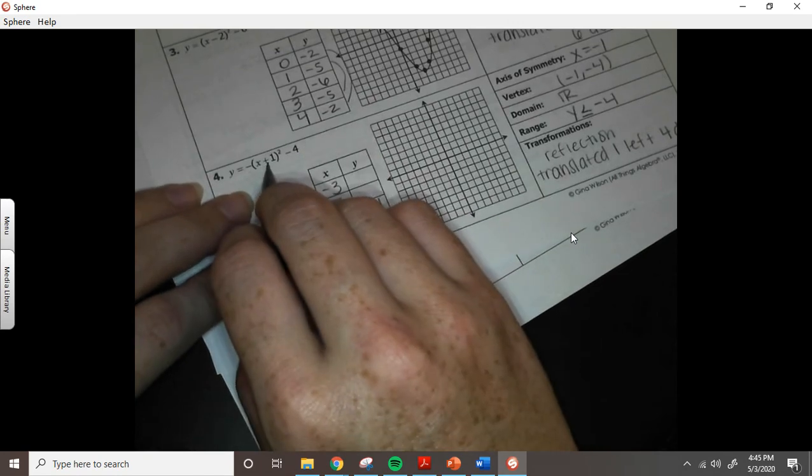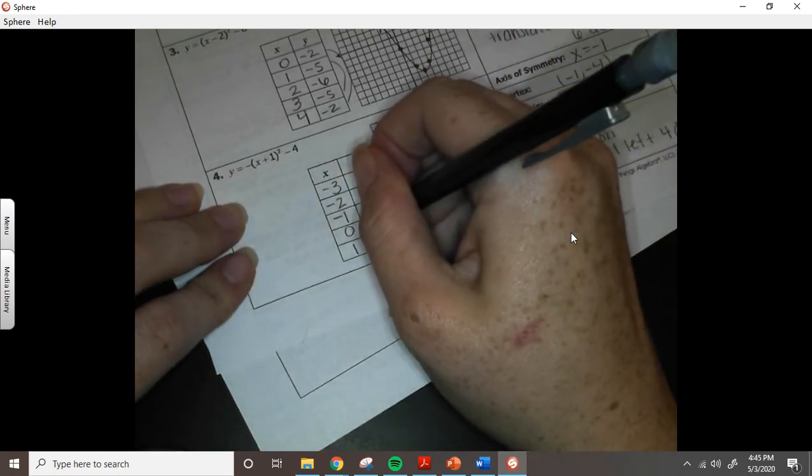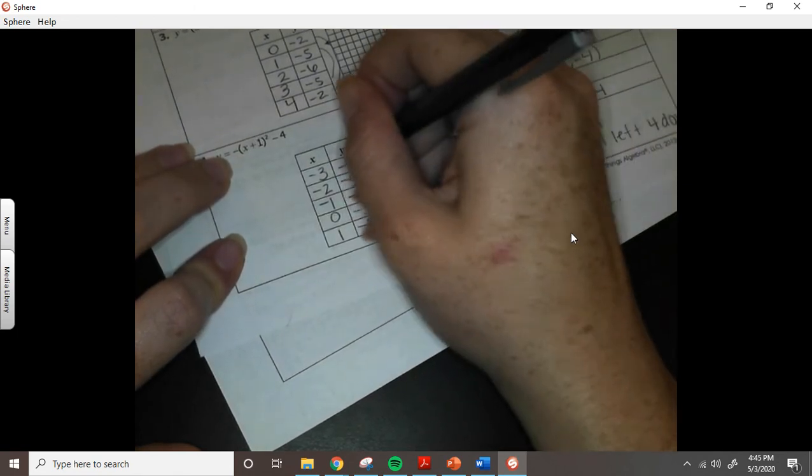Let's start solving. If you want, we can plug this in. And then our range, since it's going down, is going to be y is less than or equal to negative 4. So plugging in 0, we get 1 squared, which is 1, but then a negative. So negative 1 minus 4 is negative 5. We plug in 1, we get 2 squared, which is 4. Negative 4 minus 4 is negative 8.